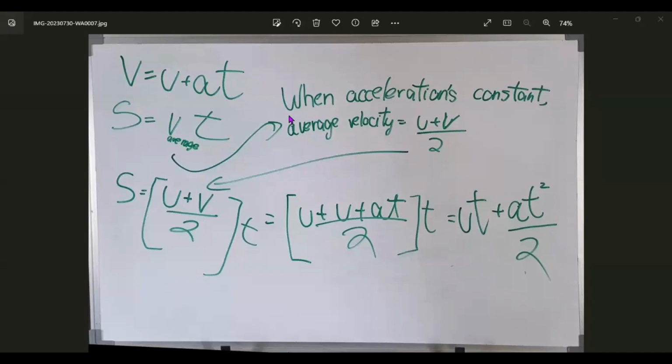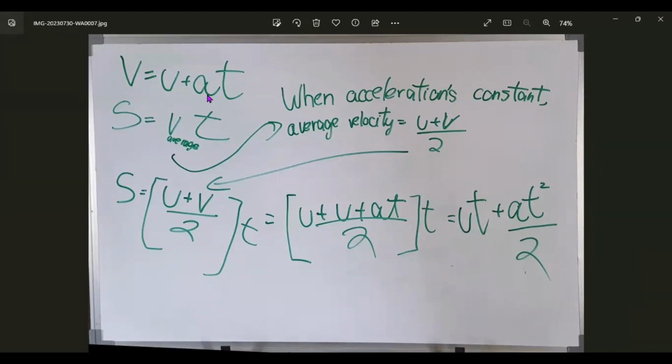So here's how the derivation should have gone. I'm going to share my screen again. V equals U plus AT. S equals average velocity times time, right? When acceleration is constant, average velocity equals (U plus V) by 2, because it's the mean of the velocities. So we substitute the average velocity, and we get S equals (U plus V) times T by 2.